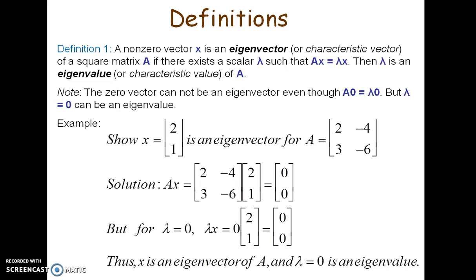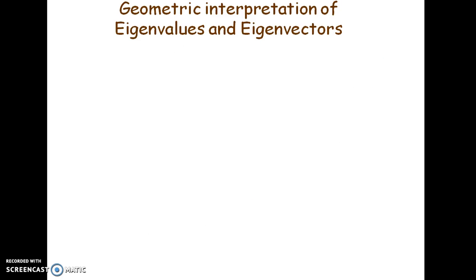Example: show that X equal to the column matrix (2, 1) is an eigenvector for the 2 by 2 matrix A equal to [2, -4; 3, -6]. Solution: Ax equals [2, -4; 3, -6] times (2, 1), which is equal to (0, 0). But for lambda equal to 0, lambda x is 0 times (2, 1), which is equal to (0, 0). Thus x is an eigenvector of A and lambda equal to 0 is an eigenvalue.